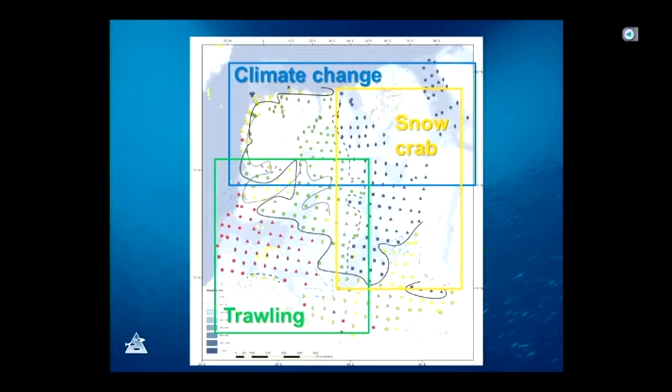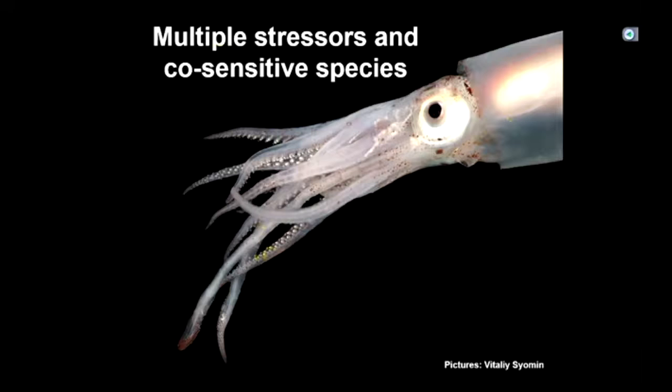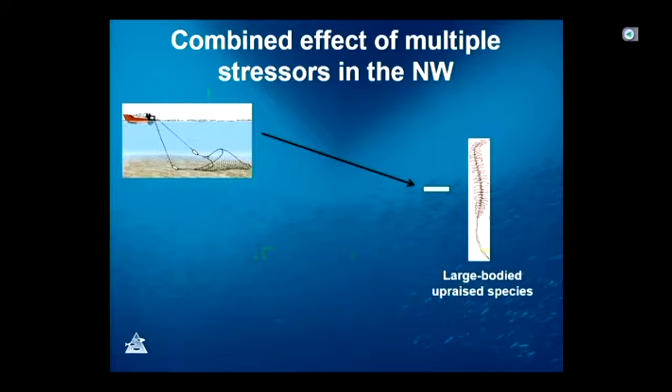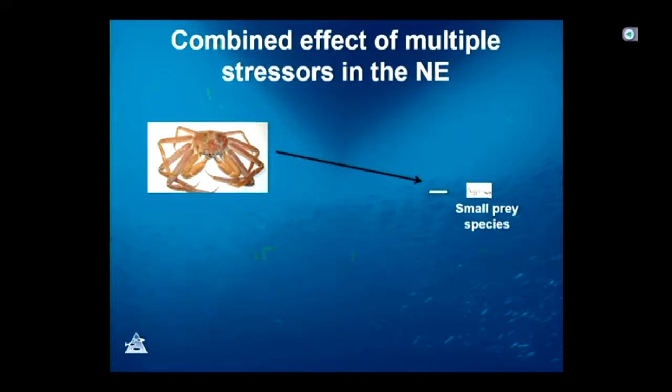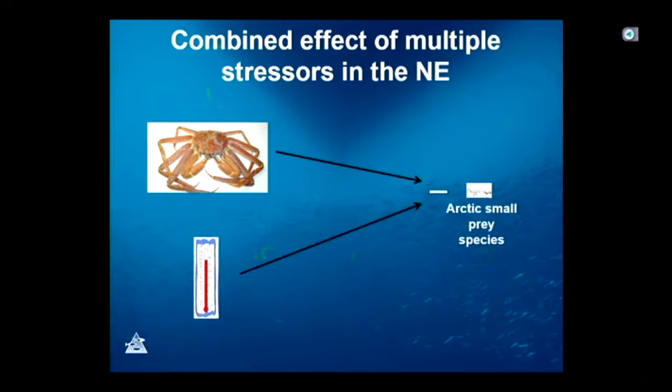Now we might ask ourselves, are there species that are vulnerable to two of these impacts? We might look at trawling, and we know that it's the upright, big sessile species that are vulnerable. If we add the temperature, it is the Arctic species. And if we add these two things together, it is the large Arctic sessile species that are the very most vulnerable. If we do the same for the snow crab, it's the small prey species. If we add the temperature, it's the Arctic small benthic species that are the vulnerable ones.